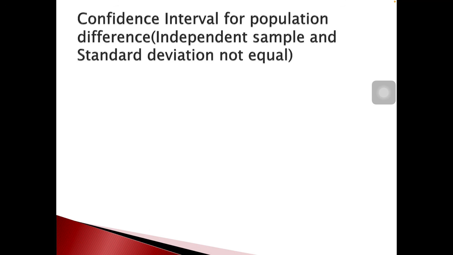I am not going to solve this using the p-value approach. It is very similar, we have done this. You can use the p-value approach or the critical value approach, it does not matter, you get the same answer. So the last part is the confidence interval. Find the confidence interval for the population difference. Independent samples throughout this chapter we considered independent samples, and standard deviations are not equal.